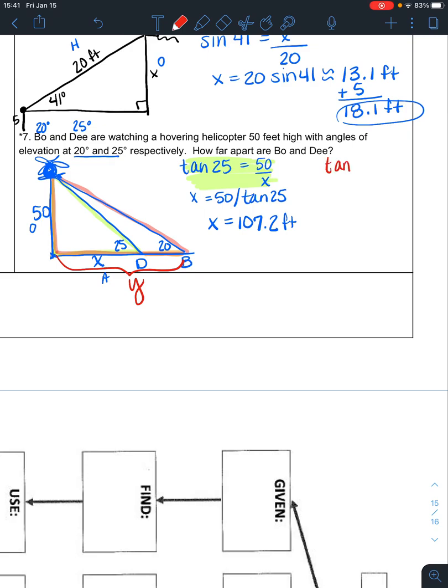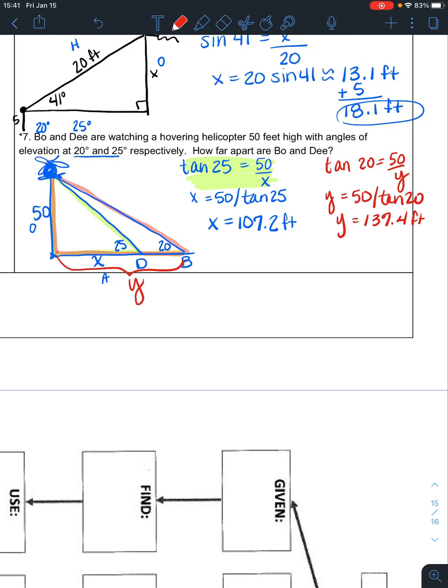We still have opposite over adjacent, so the tangent of 20 is equal to opposite over adjacent. We'll call Y this time. You can call it whatever you want, but that's just easy. So we solve this by doing 50 divided by the tangent of 20. Notice the problems are very similar. The only thing that changes is the angle. So it says that Bo is standing 137.4 feet away from being underneath the helicopter.